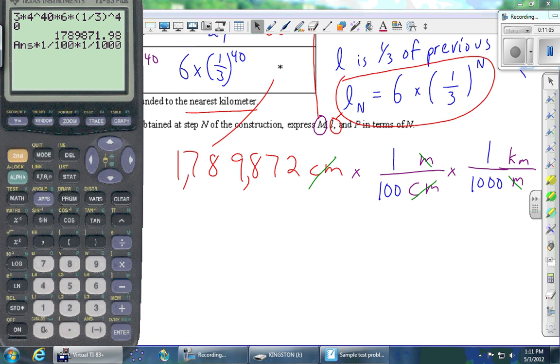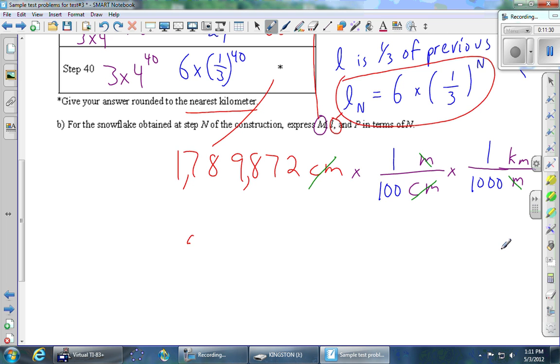And even before we hit enter, maybe you could guess what's going to happen to this decimal point. It's just going to move. Maybe you could figure out how many places it's going to move. And it turns out because of the 5 zeros that we had up above, 2 from the 100 and 3 from the 1,000, the decimal point just moves 5 places to the left. One very nice thing about doing operations in the metric system. So we get about 17.9 kilometers. So at the 40th stage of the Koch Snowflake, the perimeter is about 17.9 kilometers.